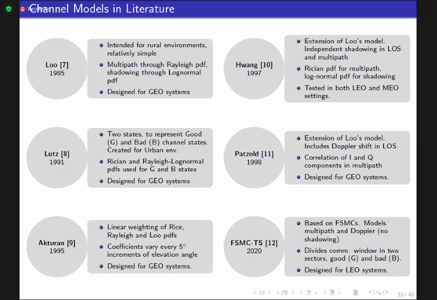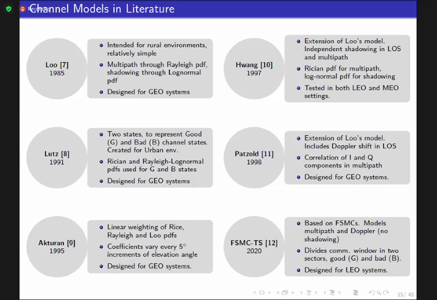Wang's model is part of a family of models that are built as extensions of Loo's model. It has a big difference. It considers independent shadowing for both the line of sight and the multipath components. Both are modeled as log-normal, but with independent variables with different parameters. And a Rician distribution is considered for multipath. This model has been tested in LEO and medium Earth orbit settings, so this is a big advantage as well.